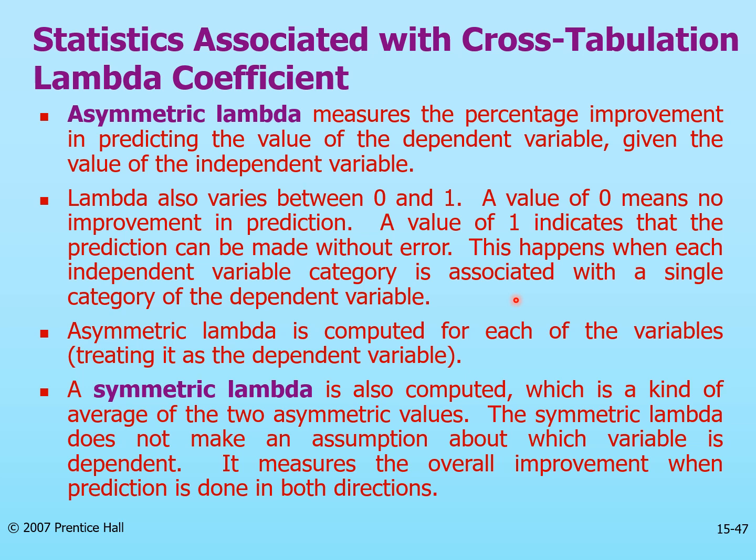So that is the asymmetrical lambda coefficient, and lambda varies between 0 and 1. 0 indicates that there is no improvement in the prediction. A value of 1 indicates that the prediction can be made by us without error. This happens when each independent variable category is associated with a single category of the dependent variable, like in training and development, so you can decide the impact on human behavior.